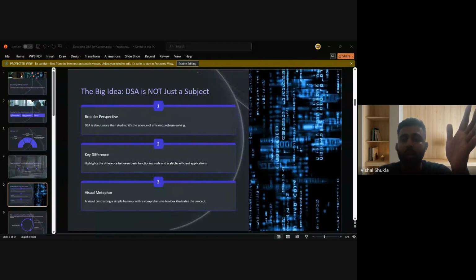Okay, and here the key differences highlight the difference between basic functioning code and scalable efficiency. Okay, so that will be more efficient. Then we can go for a visual metaphor. That will be a visualization and a simple comprehensive toolbox. This is just a toolbox concept.